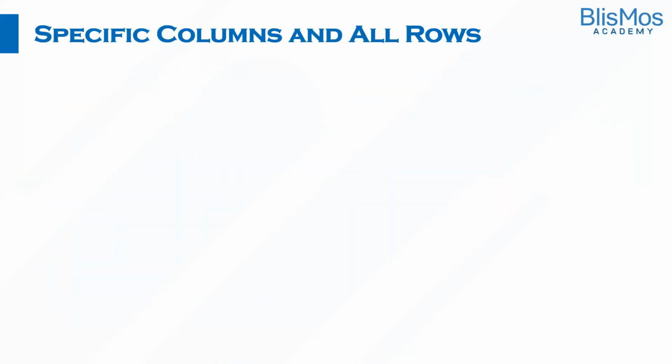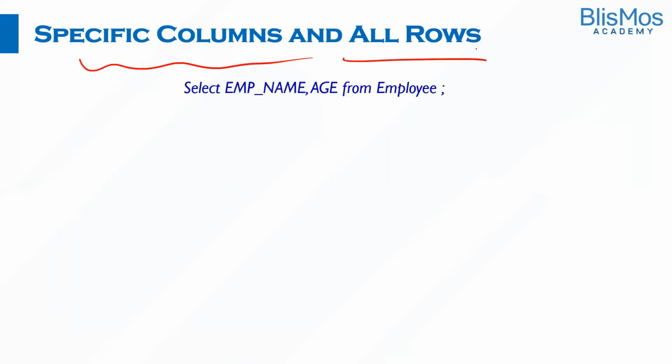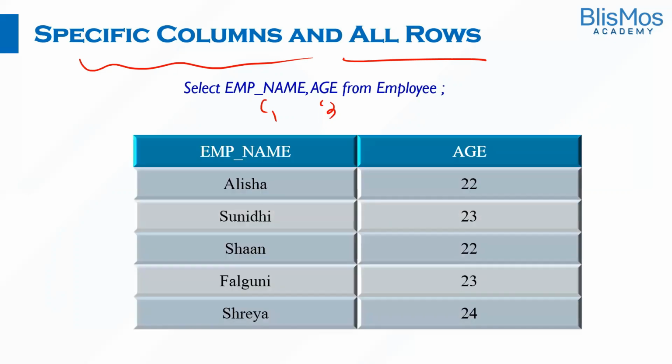How do you choose specific columns and all rows? Very simple. If you want to choose specific columns, you got to indicate those columns as a part of your select statement. Then it will choose only those two columns and all the 5 records. You can see only employee name and age is selected from a table containing 5 attributes.